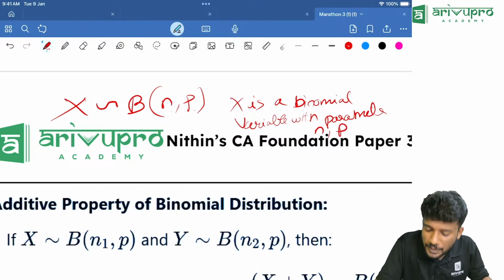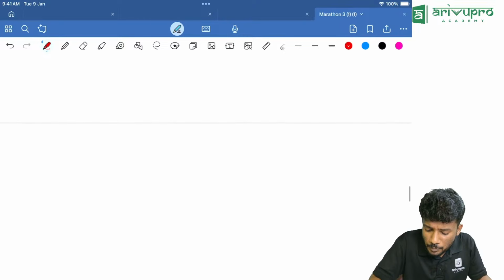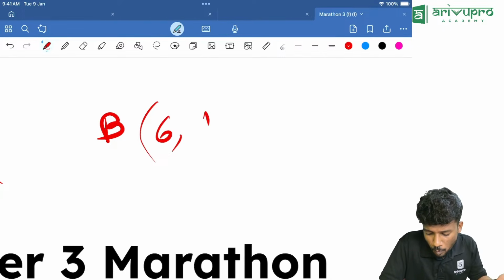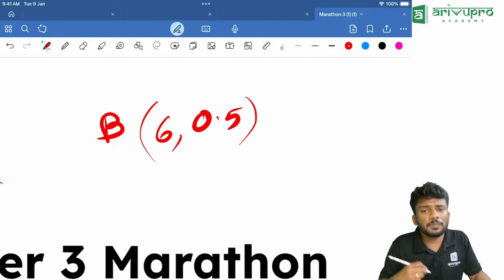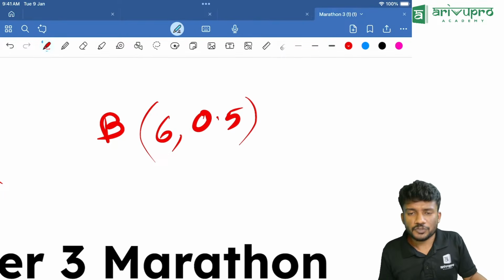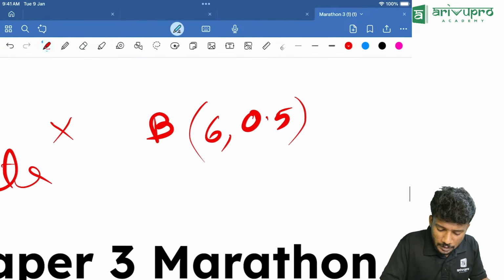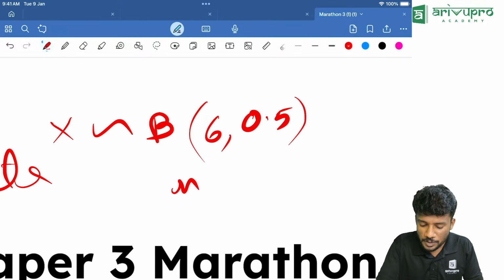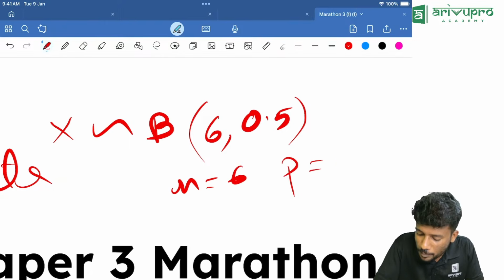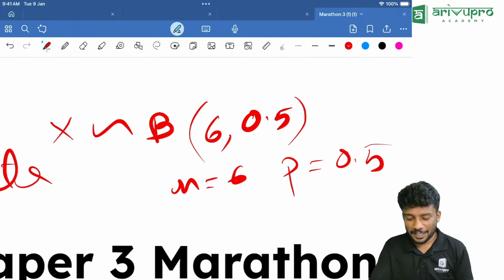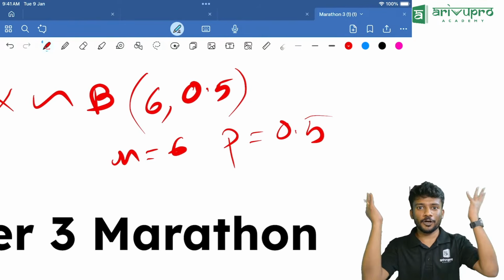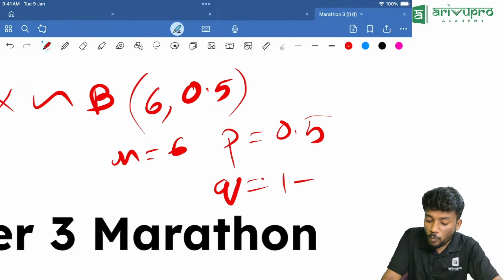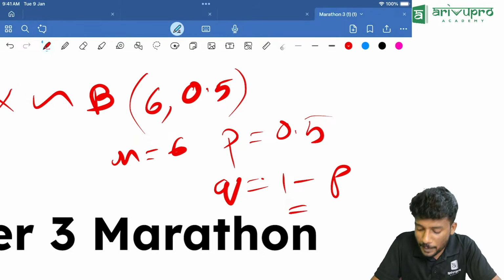N and P. Now I will ask you a question. In some question it will be given like this: B of 6 comma 0.5. What do you mean by that? X is a binomial variate with parameters, N value is 6, P value is 0.5. Now what is the Q value? You will ask, sir, it is not given. How will you find the Q value? Q is nothing but 1 minus P, which is 0.5.